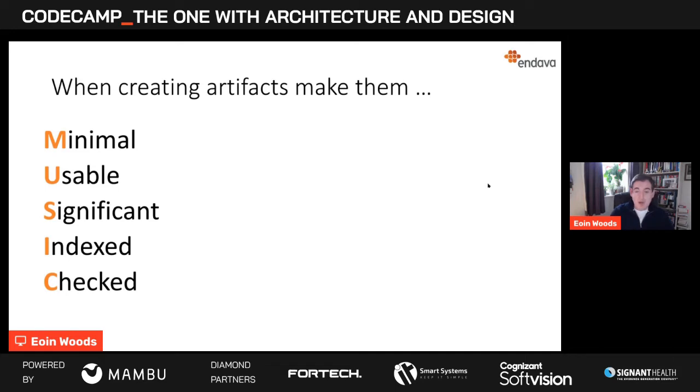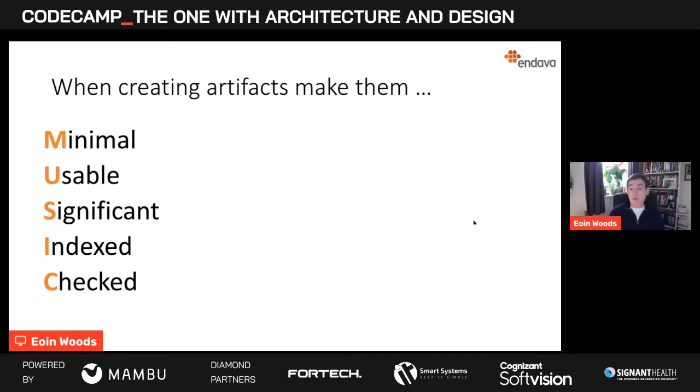Make them usable. Think about, what are we going to use this for? Who's going to use it? In that context, how would they want to consume it? And if that takes you a bit more time when you're creating it, well, that's just the way it is. If you're going to get people to use it, you need to put the effort in to make it valuable.